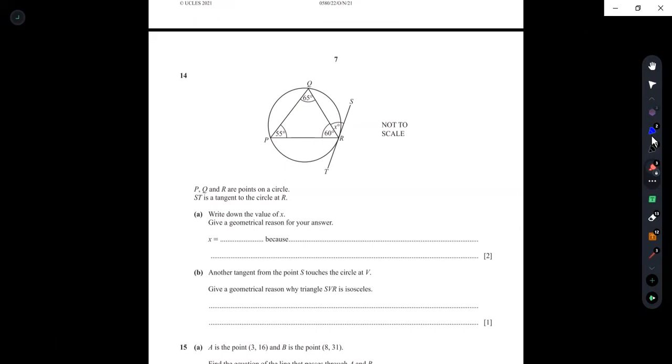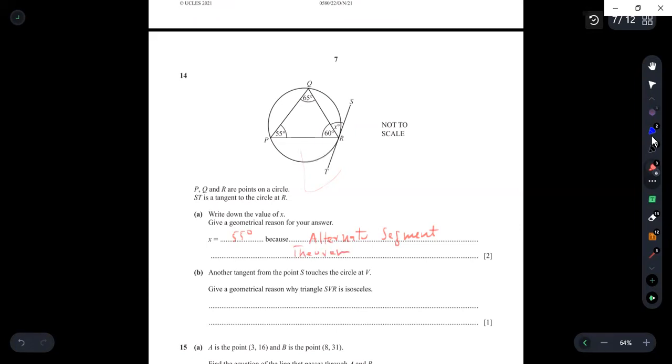So the alternate segment angle is 55. So x is equal to 55 degrees. The reason could be written as alternate segment theorem.